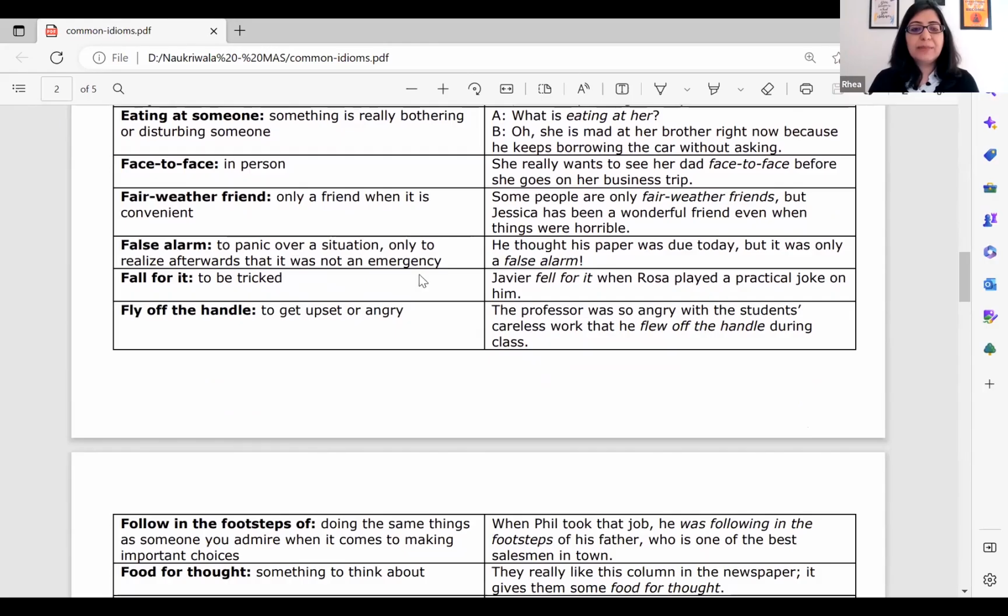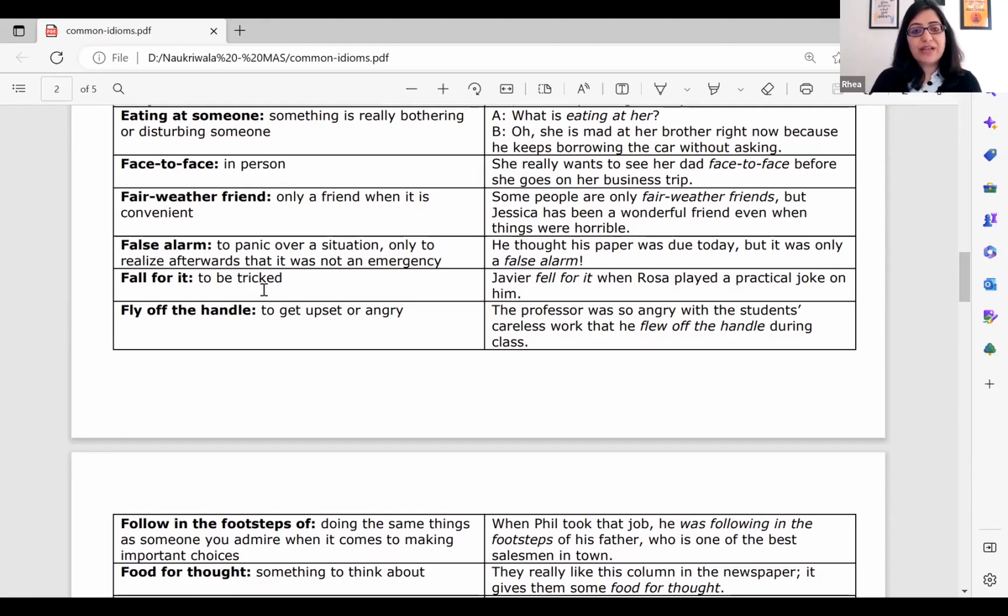False alarm. False alarm means to panic over a situation, but later you realize that it was not even an emergency. You just panicked just like that. Okay. He thought his paper was due today, but it was a false alarm. He thought today was exam day, and then he realized, oh, it's not my exam day, right?